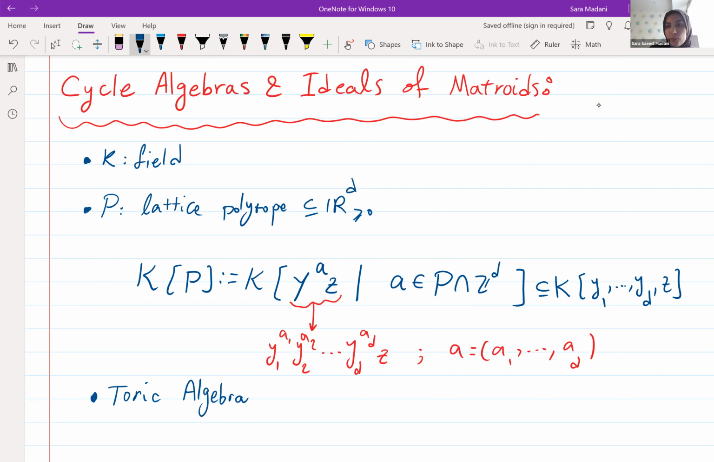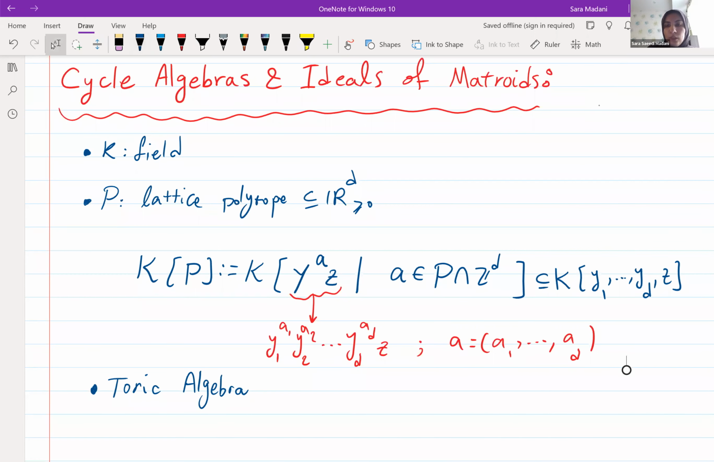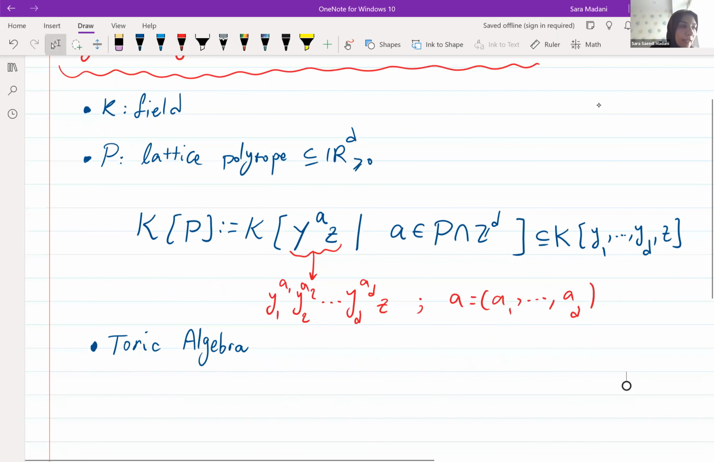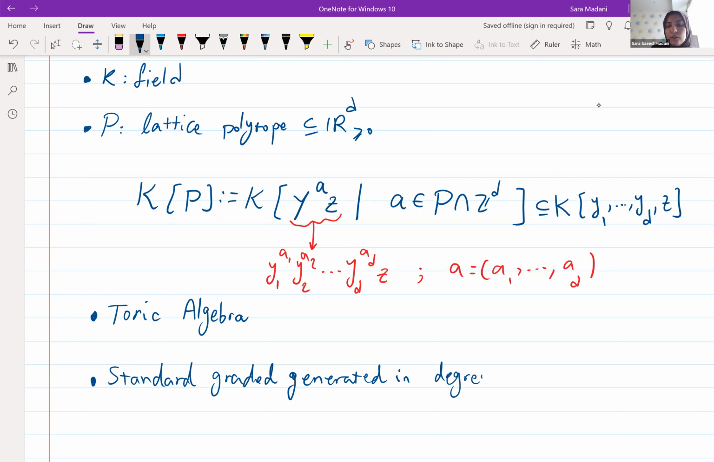I mean, a special type of algebras. If you do not know what a toric algebra is, don't worry. I don't want to use the properties that much. And it is also standard graded, generated in degree one.